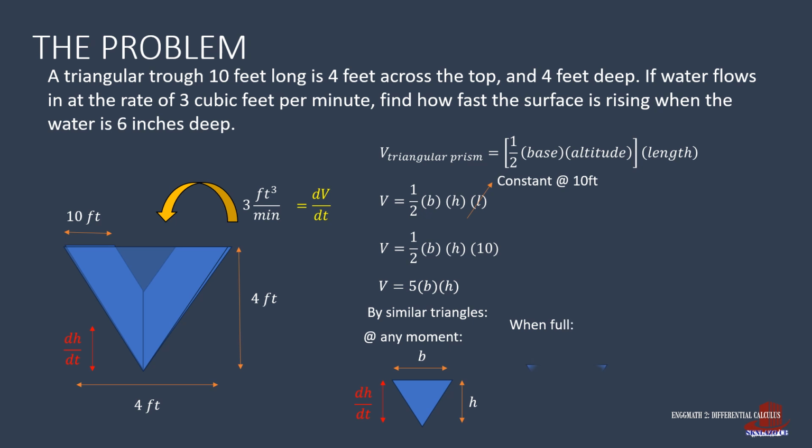This triangle is compared to the bigger one, which represents the trough when it is full. The trough then has a base of 4 feet and depth of 4 feet. With ratio and proportionality, the base b of the smaller triangle is to the 4 feet base of the bigger triangle. This is equated to the height h of the smaller triangle to the height of the bigger triangle, which is 4. The proportion shows that b is equal to h.